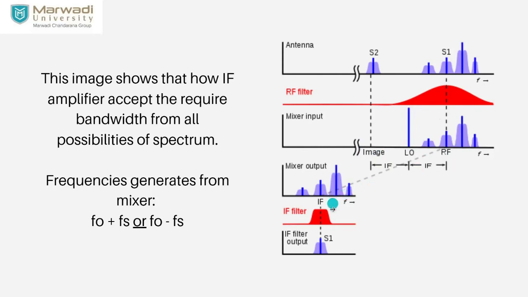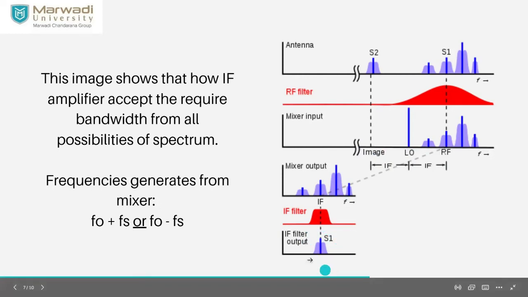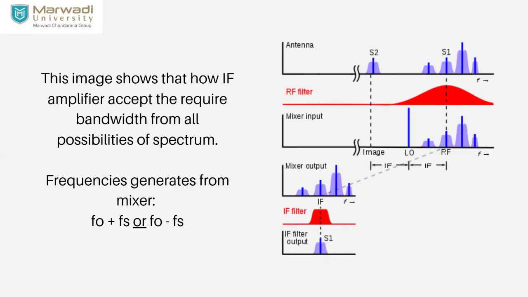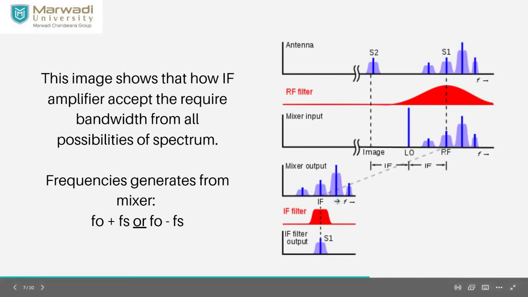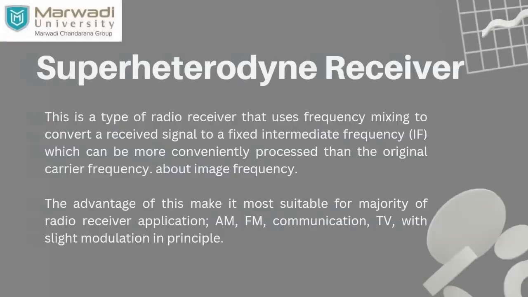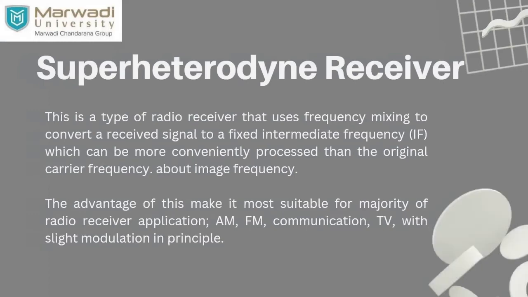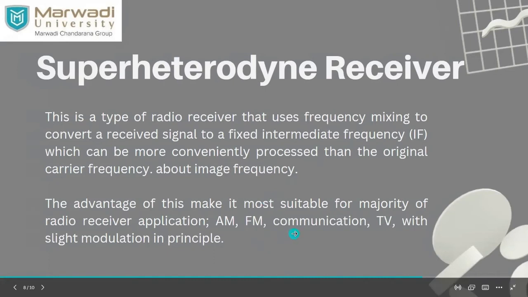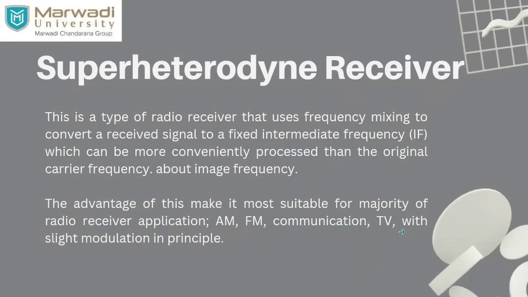And after that, the IF amplifier has this much bandwidth. So this S1 signal we are able to listen to at the output side. So this is how the receiver circuit works with bandwidth. And this superheterodyne receiver is applicable in AM receivers, FM receivers, in communication, and in televisions. This receiver is useful.